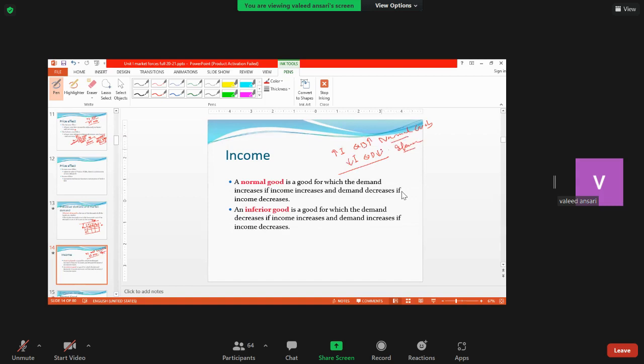By and large, we find that goods are normal, but what happens is that if the income of a certain consumer increases, then instead of consuming more of that product, the consumer may switch to superior quality products. We expect that if income has gone up, one will consume more. Maybe somebody is using a lower quality of rice, and as income increases, they may go for better quality.